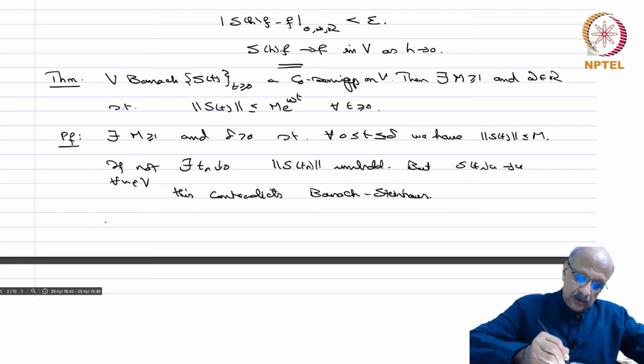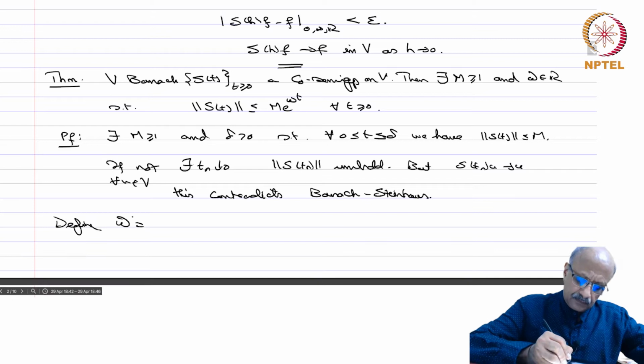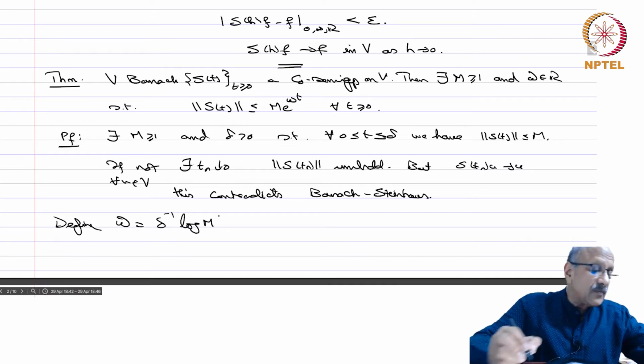Okay, so now you define omega. So define omega as delta inverse log M, which is positive.